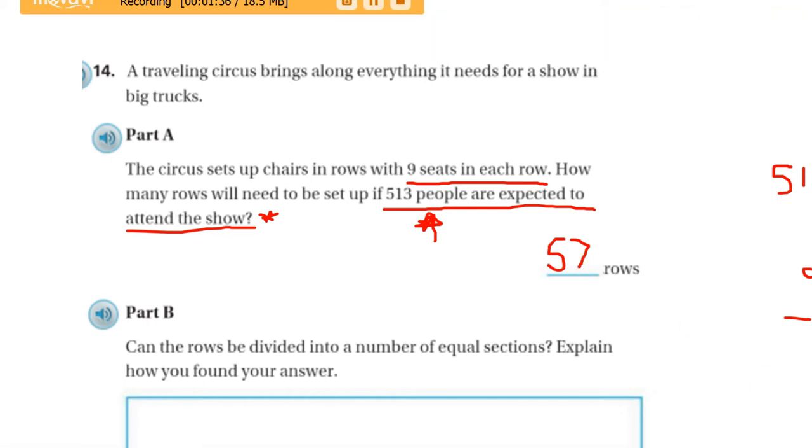Now, if there was a remainder, let's say the remainder was 1, I would have to add another row or else that person wouldn't have seating. So keep that in mind, because on the actual test they may use different numbers.